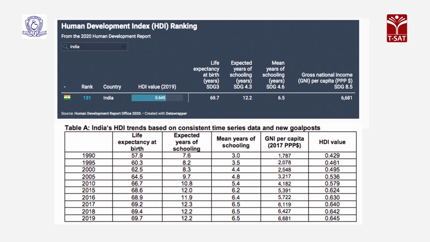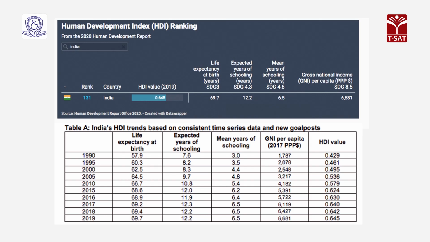Out of 189 countries, India has ranked 131 on the Human Development Index 2020 prepared by the UNDP. With an HDI value of 0.645, the country fell in the medium human development category. Between 1990 and 2019, India's HDI value increased from 0.429 to 0.645, which is an increase of 50.3%.